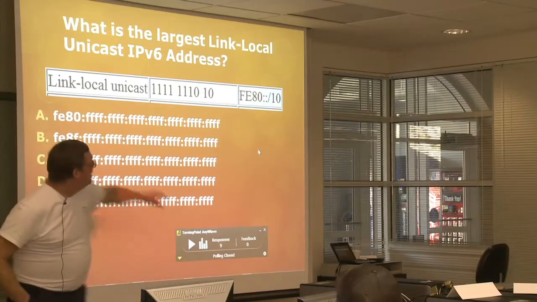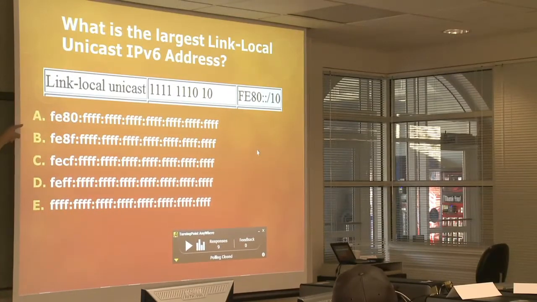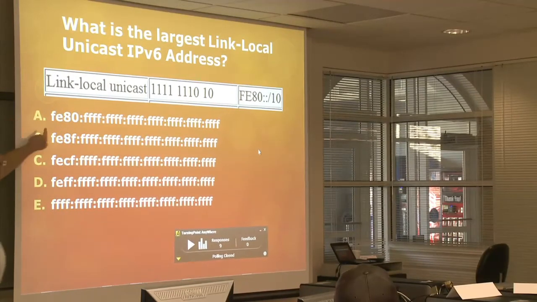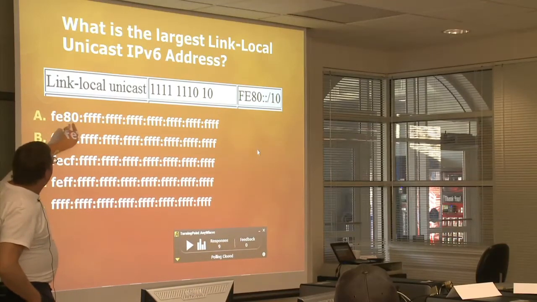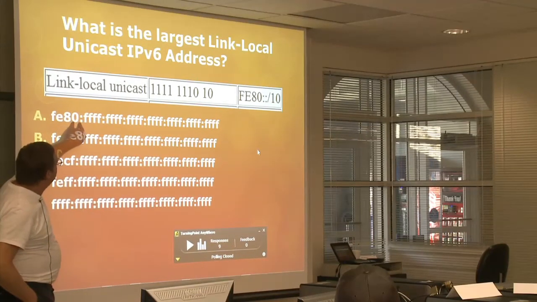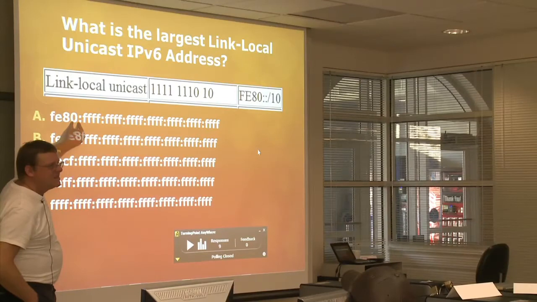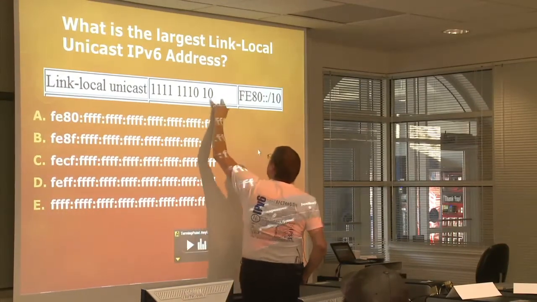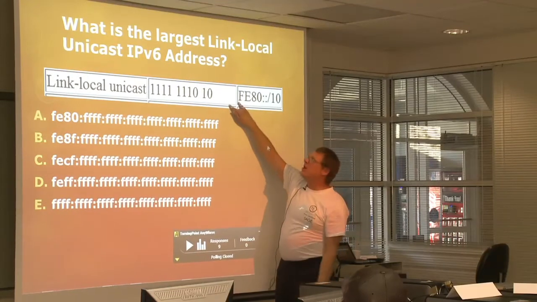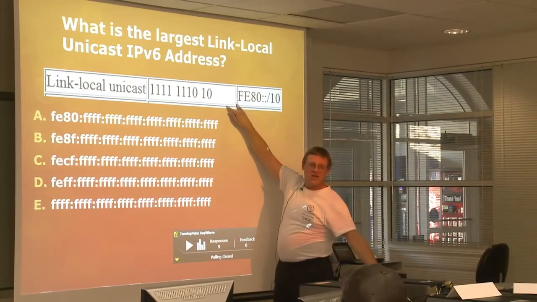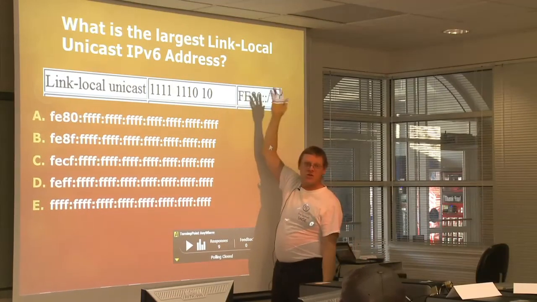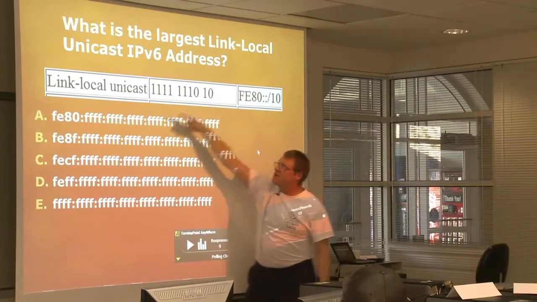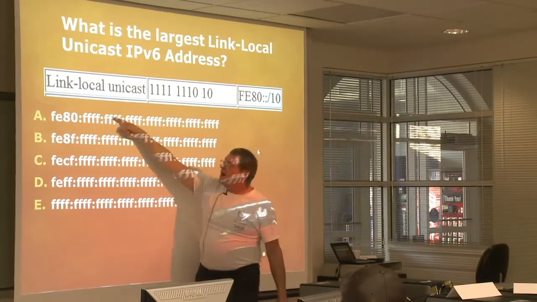Does anybody have any comments about this? What about this 0? Where are those zeros? They're way over here, right? This is FE80. I got a bunch of zeros over here. Therefore, they're beyond the network portion of this route, if you want to look at it that way. I could turn those to 1s, and I'd still be in this range. So this is not the largest one. I can change more bits.